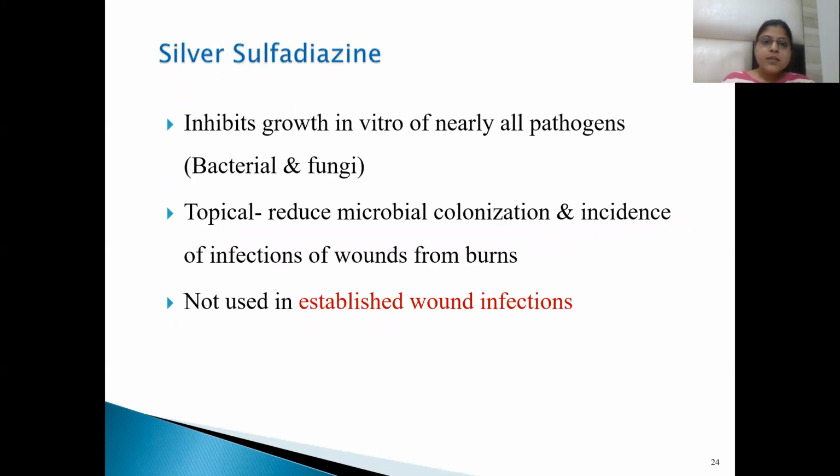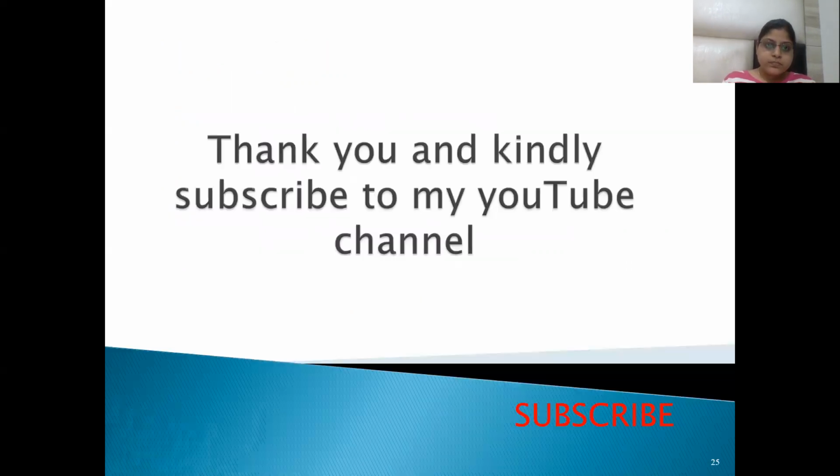Silver sulfadiazine inhibits growth in vitro of nearly all pathogens like bacteria and fungi, and it is given topically in burns. They reduce microbial colonization and the incidence of infections of wounds from burns, and are not used in established wound infections.